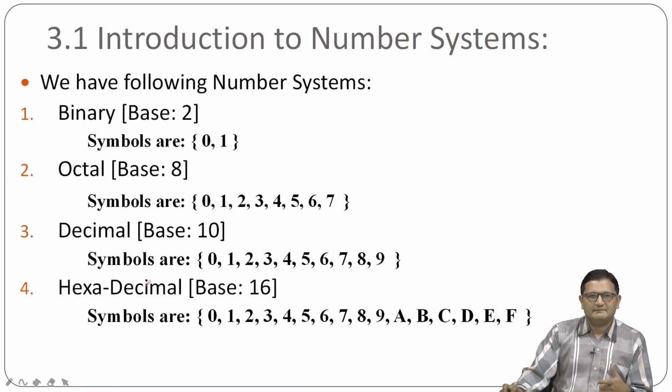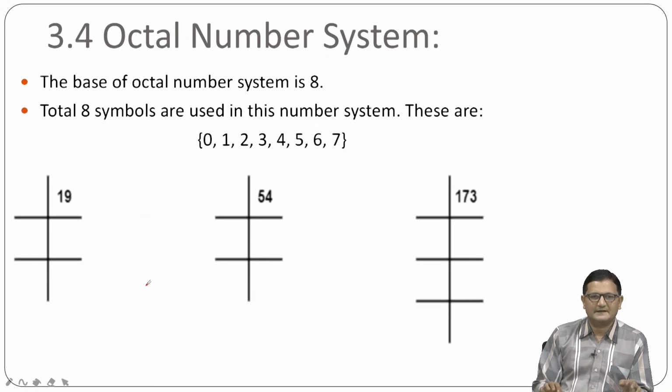Decimal is the numbering system which we are using in our normal life. In that numbering system we are allowed to use 10 different symbols, so when we are writing a number, any digit can be 0, 1, 2, 3, 4, 5, 6, 7, 8 or 9. Similarly we have the hexadecimal system, a numbering system whose base is 16. To represent a single digit we can use 16 different symbols: 0 to 9, then A, B, C, D, E and F. So these are the 4 different types of numbering systems.